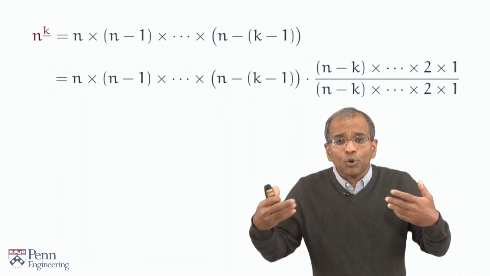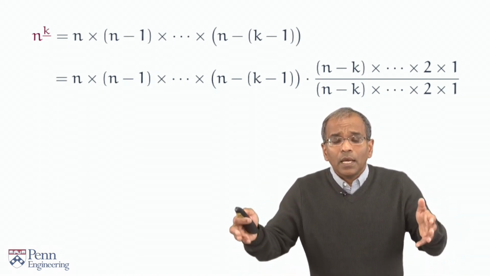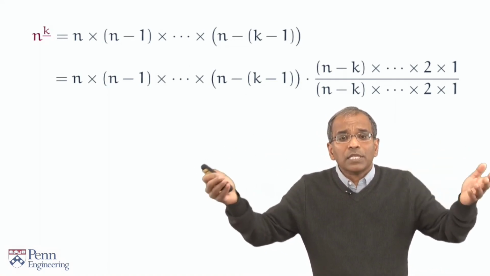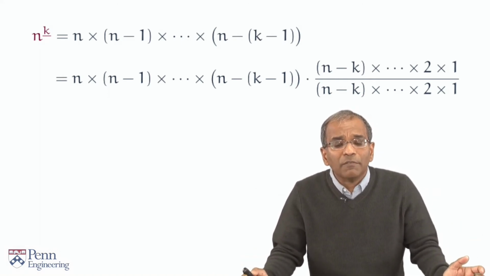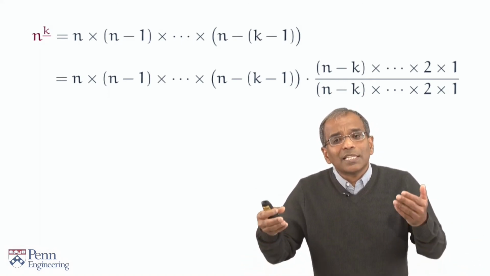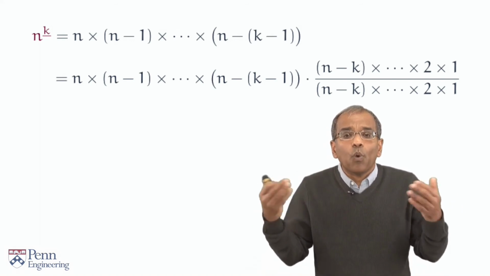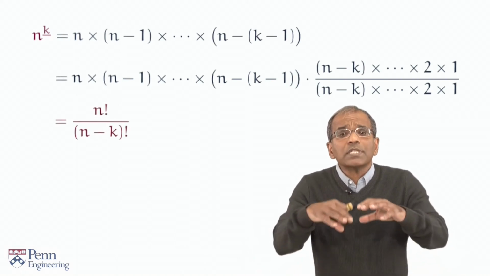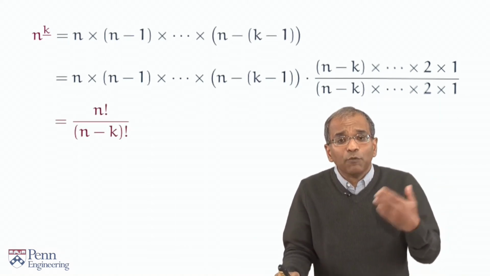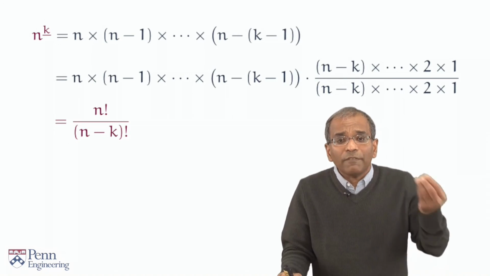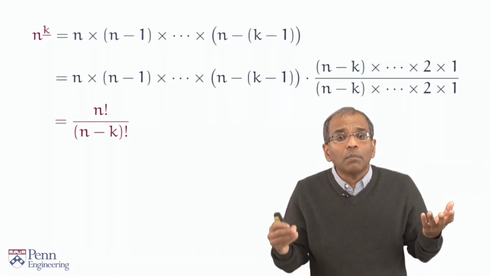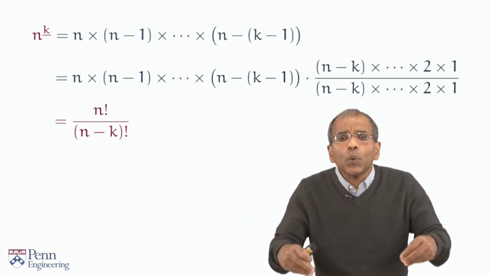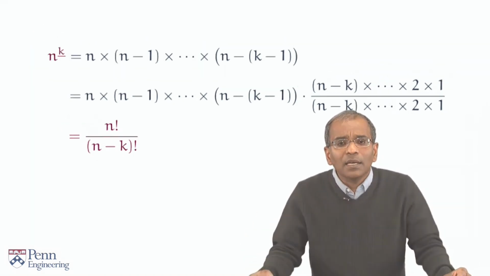Now, as you progress, what do you say? Well, in the numerator, we've got a factorial. We've got all the terms from 1 till n. Of course, that gives us n factorial. In the denominator, we have all the terms from 1 through n minus k. We have n minus k factorial. And now we've discovered an identity. N to the k falling is nothing more than n factorial divided by n minus k factorial. Excellent. Let us quickly test our understanding.